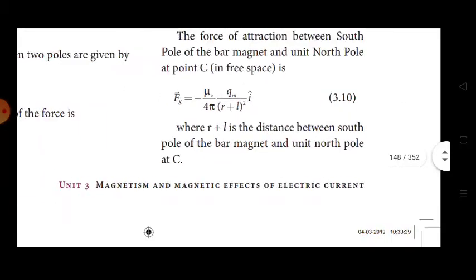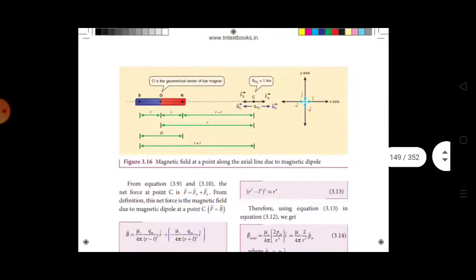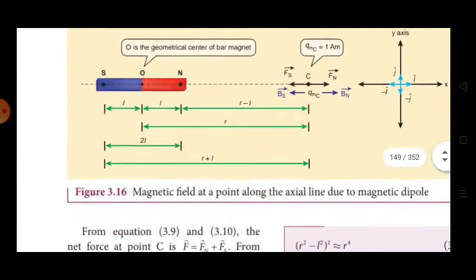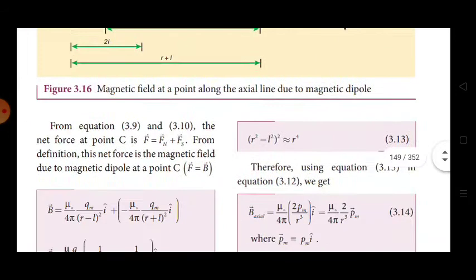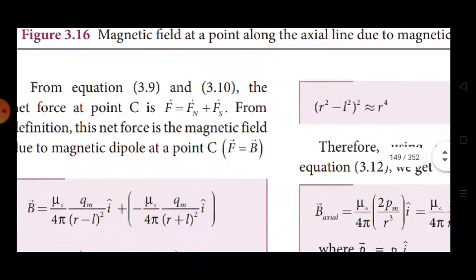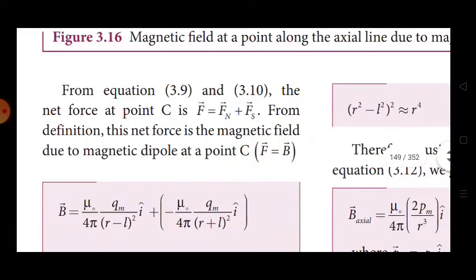Likewise, we have to follow. This is the diagram of this topic. Just go through the diagram very clearly. Now, from equations 3.9 and 3.10, the net force at point C is F vector equal to the force due to the north pole plus the force due to the south pole.